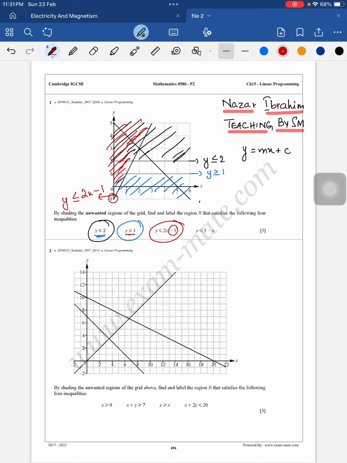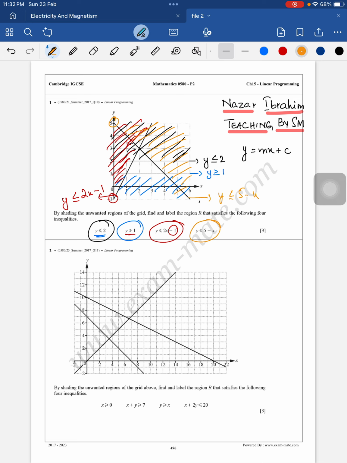Okay, the fourth one is y is less than or equal to 5 minus x. I can see the y-intercept 5 over here. Okay, this is the equation. This is the line y less than or equal to 5 minus x. Now I know that in this type of line, this is the greater than part and this is the less than part. So the unwanted region is the greater than part. So the greater than part is this one. Okay, so the less than part is the below one.